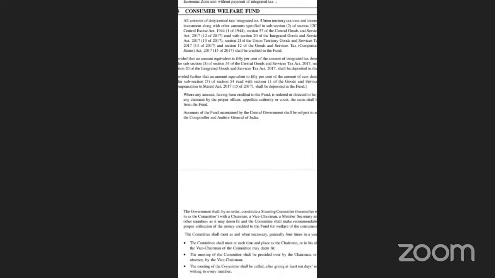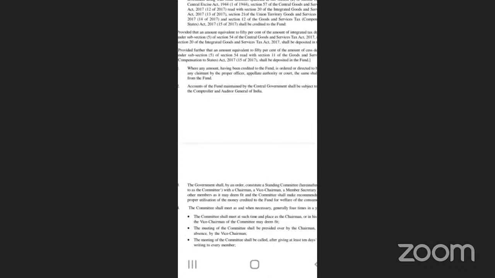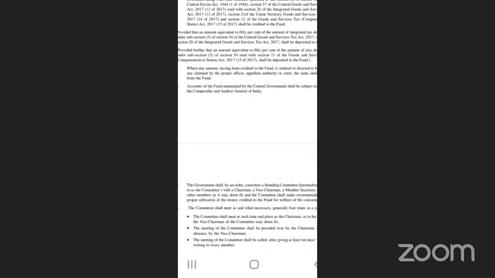And the accounts of this fund maintained by the Central Government shall be subject to audit by the Comptroller and Auditor General of India. So those people will be auditing and seeing whether the amount was being spent only for consumer welfare purposes. The government shall, by an order, constitute a standing committee with a chairman, a vice chairman, a member, a secretary, and such other members as it may deem fit, and the committee shall make recommendations for proper utilization of this money which is credited to the fund for the welfare of the consumers.